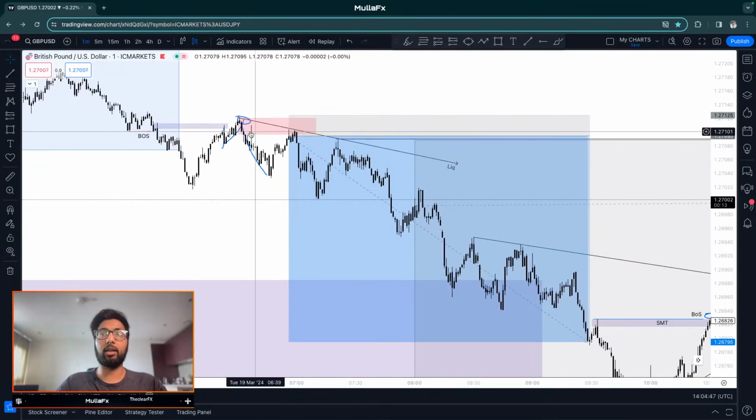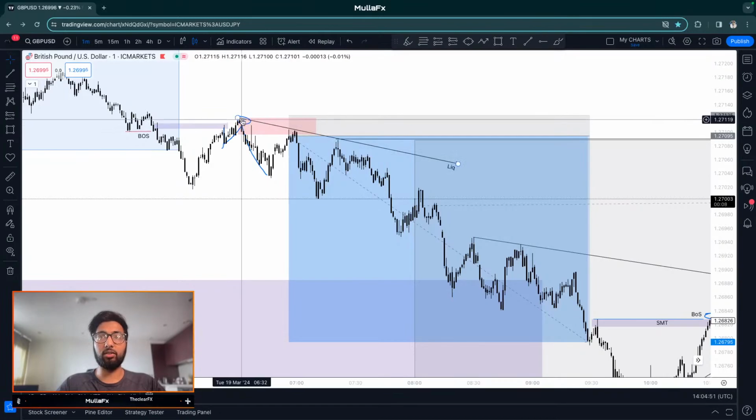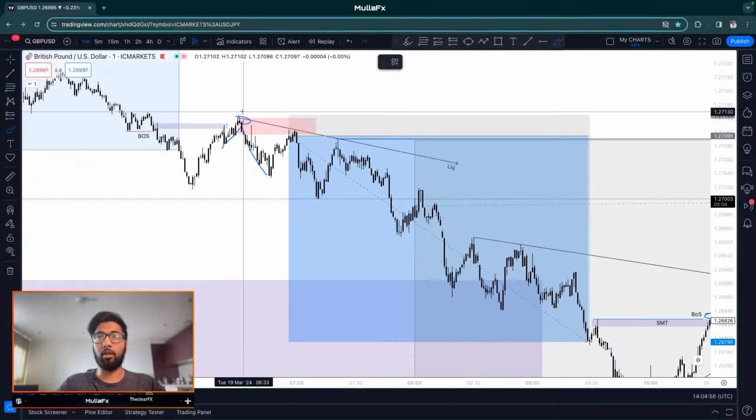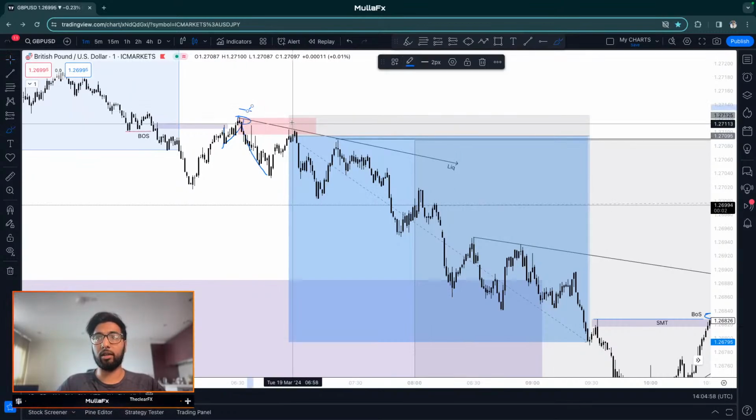This is exactly how I like to see my trades. I like to see the smart money traders get stopped out first. Smart money traders got stopped out. Okay, these highs refused to get taken out over here.